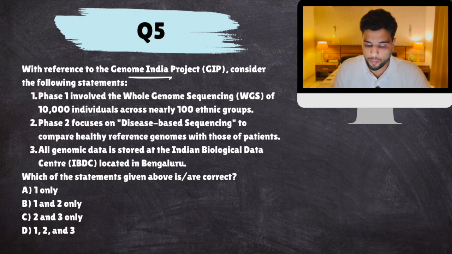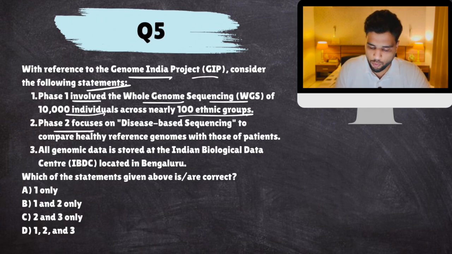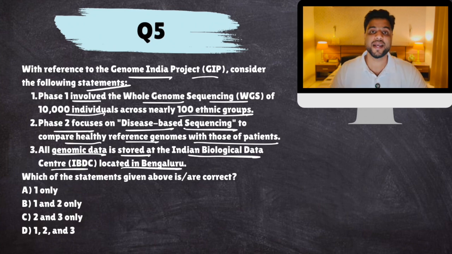With reference to Genome India project, consider the following statements. Phase 1 involved a whole genome sequencing of 10,000 individuals across nearly 100 ethnic groups. Phase 2 focuses on disease-based sequencing to compare healthy reference genomes with those of patients. All genomic data is stored at Indian Biological Data Center located in Bengaluru.